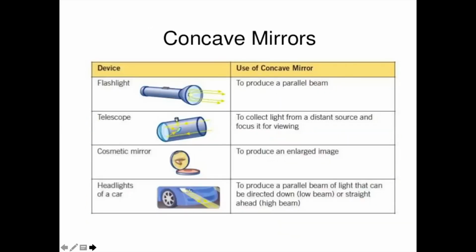So concave mirror, where are they used? They are used in flashlights because they give parallel beams. Telescopes: they are used to collect light from distant sources and focus it for viewing. Cosmetic mirrors, so you can see a larger view of your face and do the makeup accordingly, and the headlights of the car.